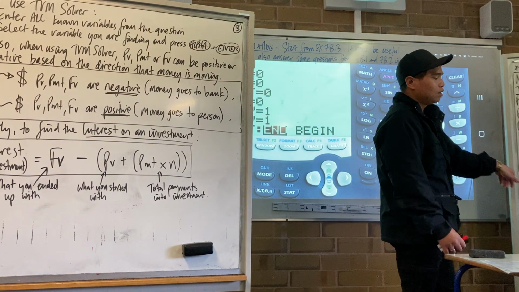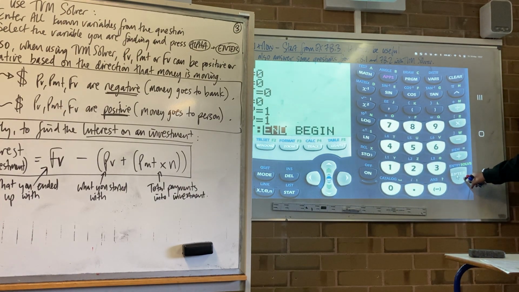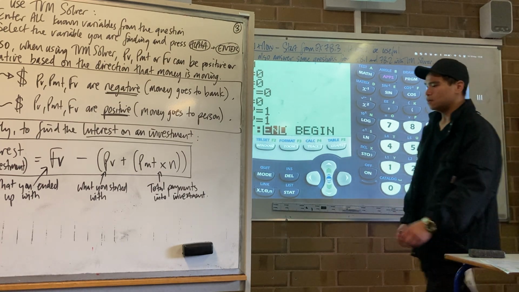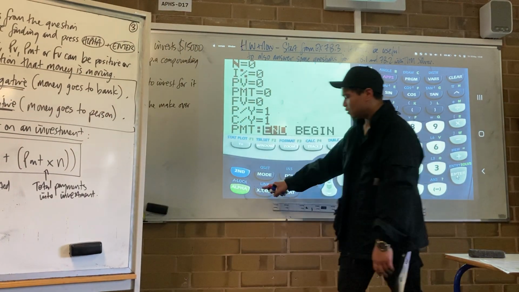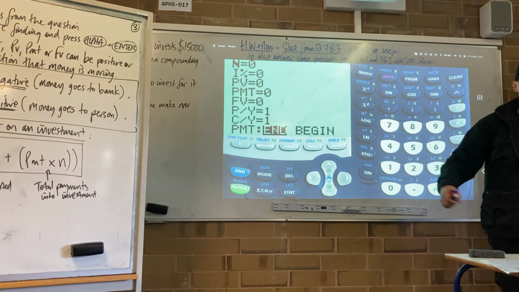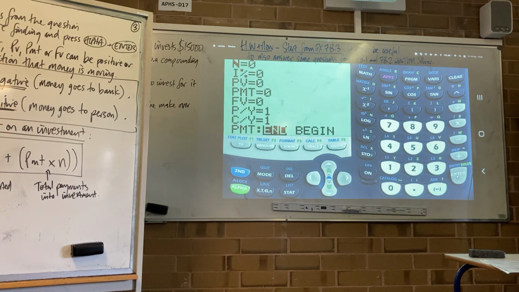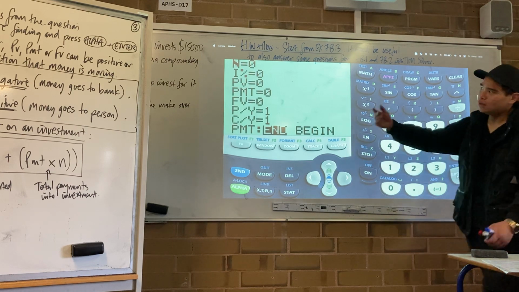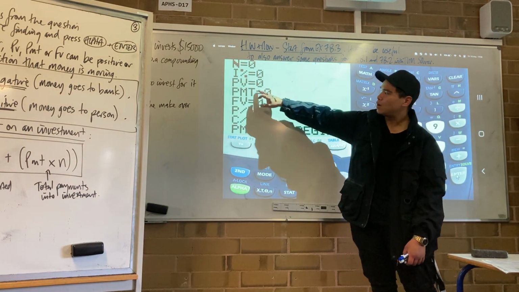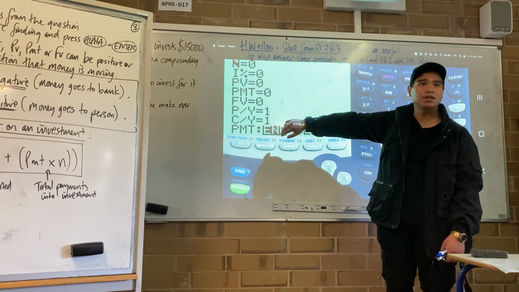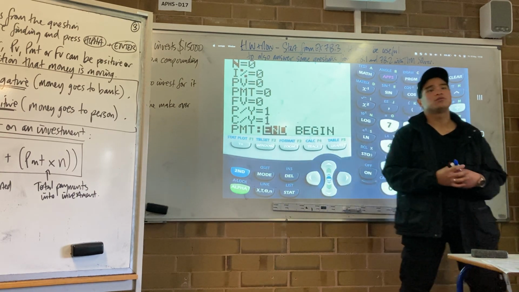What does it say on top of enter in green? Solve. What do you see the button in green is? Alpha. So if I want to solve for something in TVM solver, I need to access the green function over enter. So I press alpha, and I press enter straight after. Okay, so if I wanted to find the payments, I would highlight that after I put everything else in and press alpha enter, it tells me the payments.